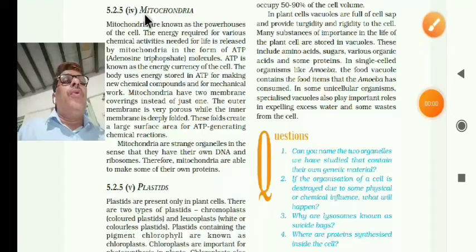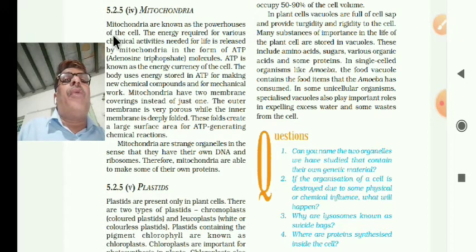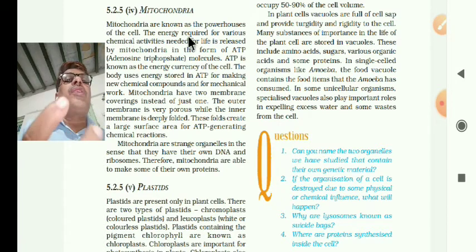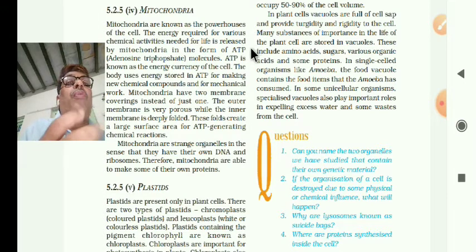Okay, students, we will discuss mitochondria. Mitochondria are known as the powerhouse of the cell. Sometimes in the examination they ask which organelle is known as the power of the cell. It is the mitochondria. Why? The energy required for various chemical activities needed by the cell is released by the mitochondria in the form of ATP. ATP full form is adenosine triphosphate.